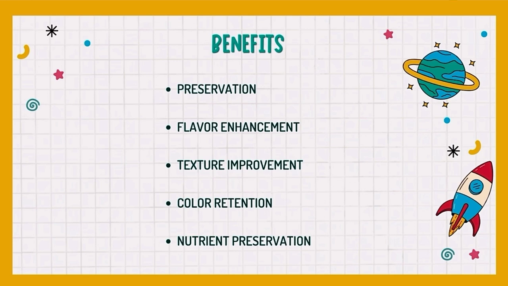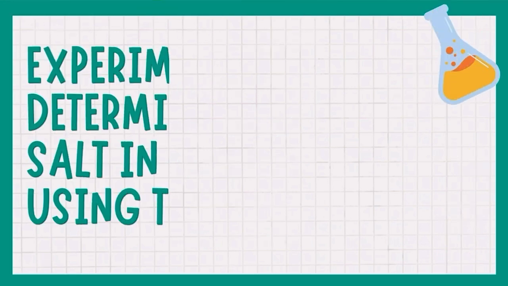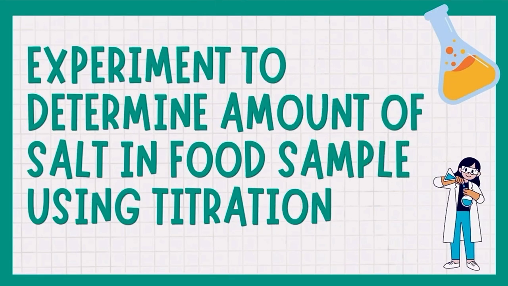Benefits of determination of salt in food sample using titration: preservation, flavor enhancement, texture improvement, color retention, nutrient preservation. For the last part, I will explain about experiment to determine amount of salt in food sample using titration.